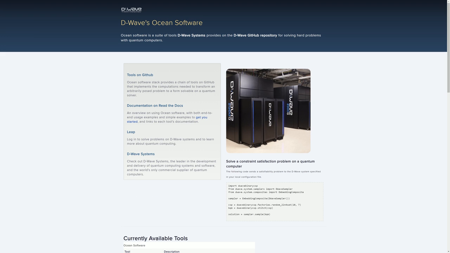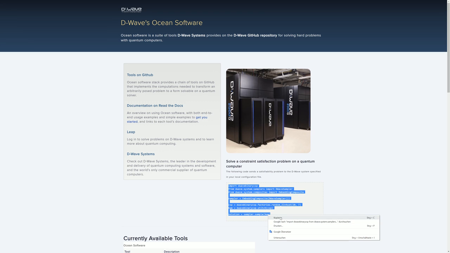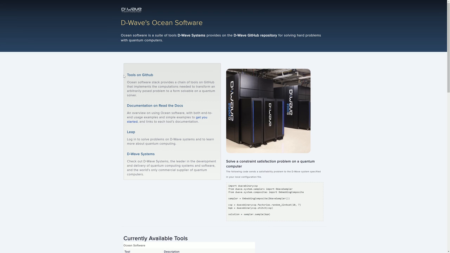This is a quantum code to solve a constraint satisfaction problem on a quantum computer. Okay, the following code sends a satisfiability problem to the D-Wave system specified in your local configuration file. Import. Okay, let's copy that one here for a moment.